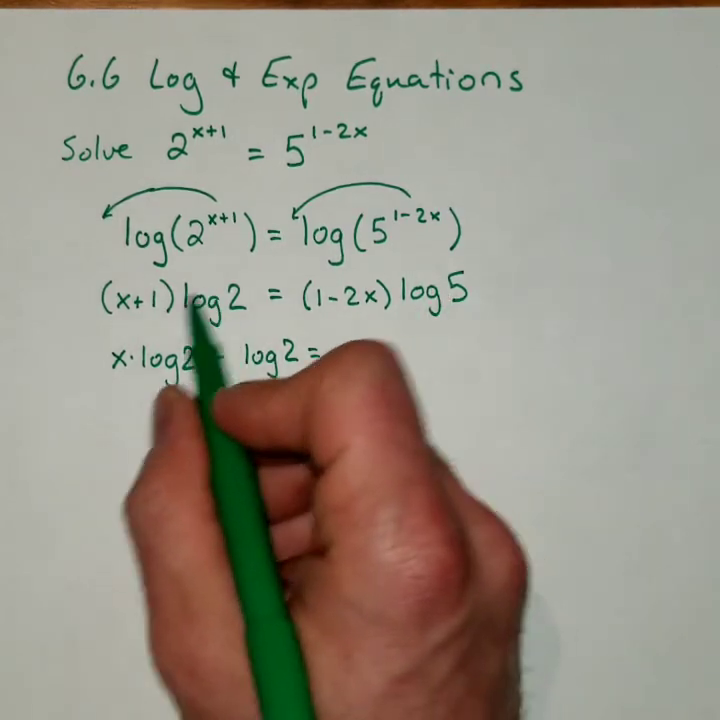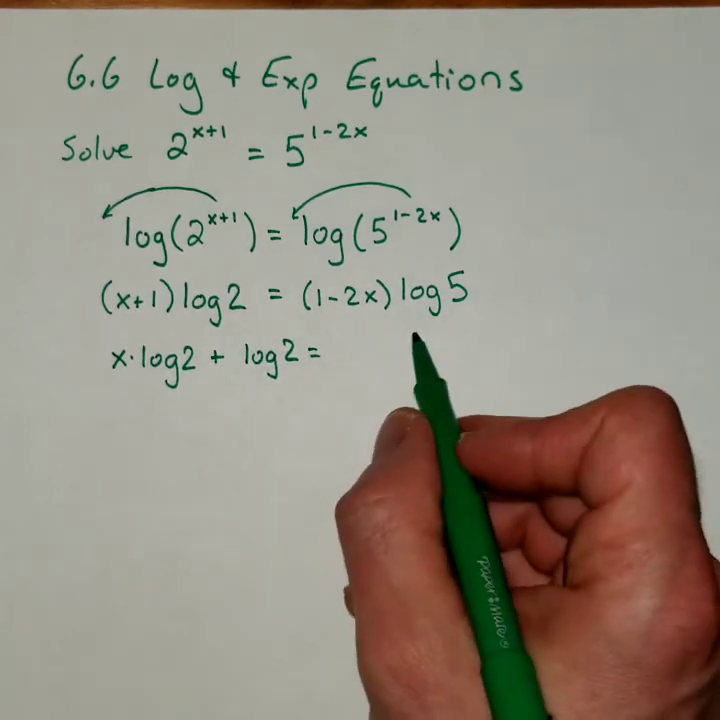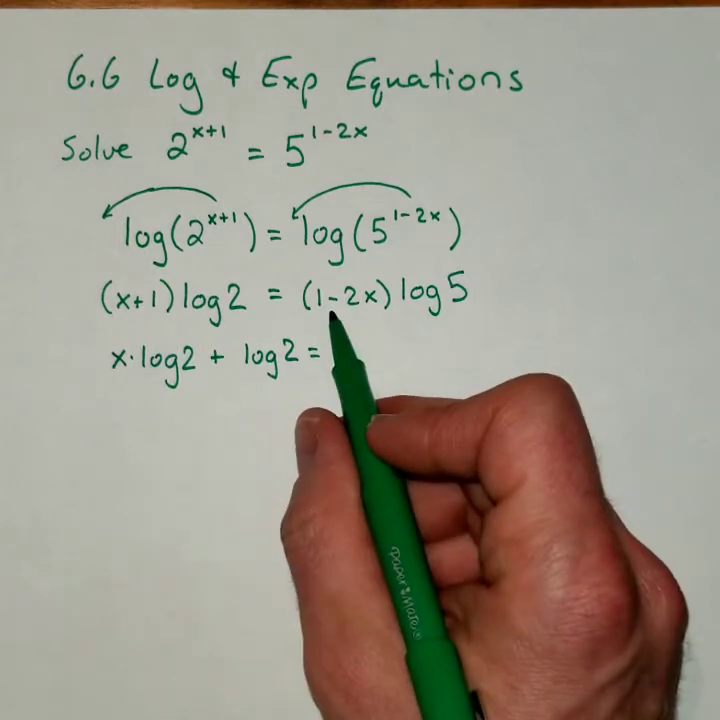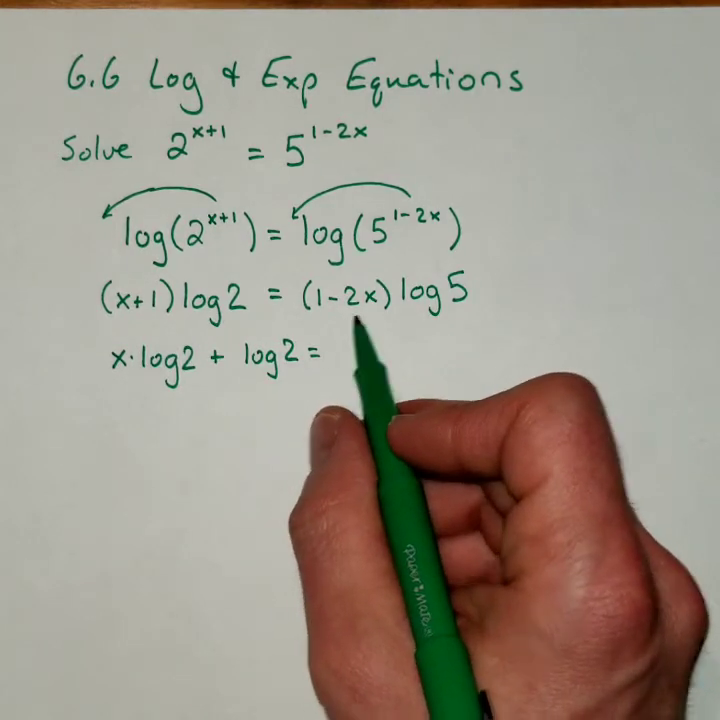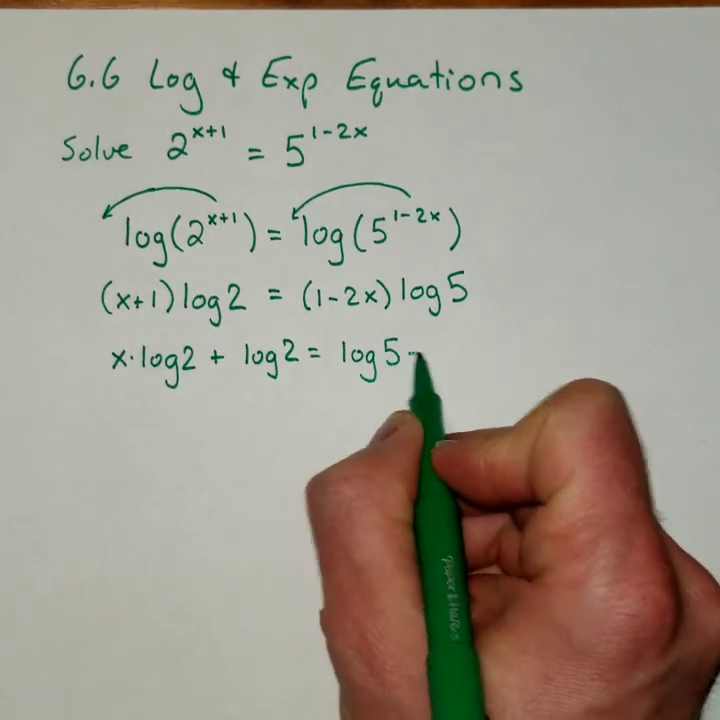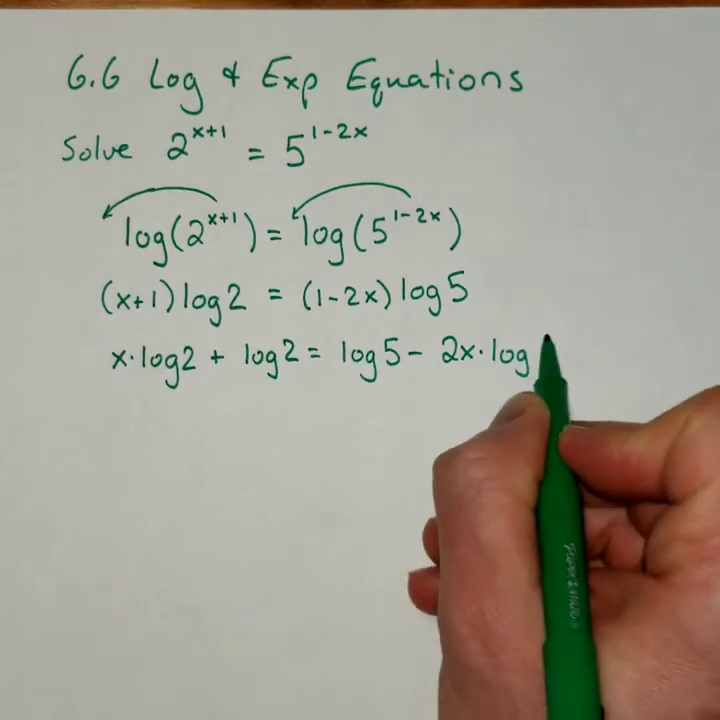Now, log of 5 and log of 2 are just a number. They're a decimal, some sort of decimal. So I can treat them just like any number, distribute with them, combine like terms with them, and so forth. So here I get log of 5 minus 2x times log of 5.